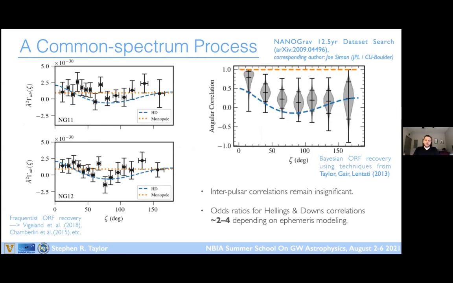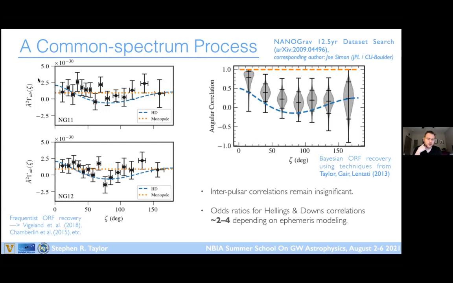Okay, now measuring this low-frequency signal is great, but it's not actually what we want to do to claim detection of gravitational waves. In order to claim detection of gravitational waves, we need to measure the distinctive quadrupolar-shaped Hellings and Downs curve in the correlated timing data between our pulsars. So that's what you're seeing here.